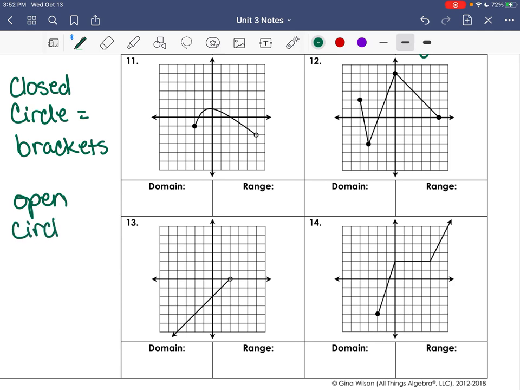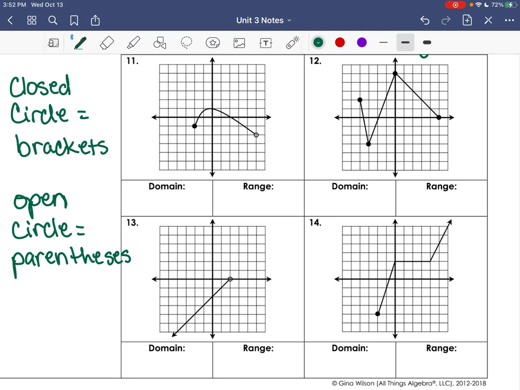means that that number is not included. So it means you're getting really close to that number, but you're not actually going to touch it. You're not going to use it. It's not really included. So we're going to use parentheses again. Oh, I changed my S to like a crazy something.